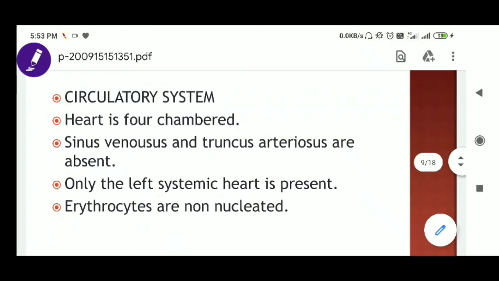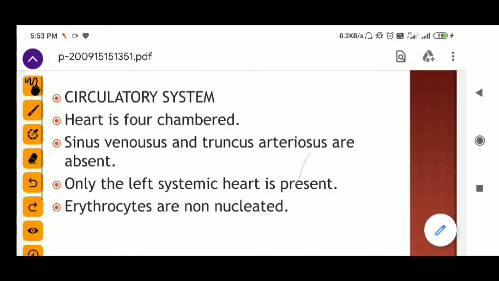Coming to the circulatory system, you have studied the evolution of the heart in other organisms like amphibians, with 2-chambered and 3-chambered hearts, and finally in mammals it is a 4-chambered heart. The sinus venosus and truncus arteriosus are absent in mammals. The left systemic aorta is present. The heart is generally present in the middle portion, not on the left or right side.